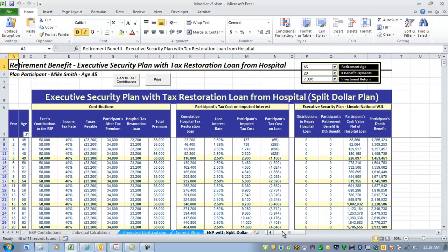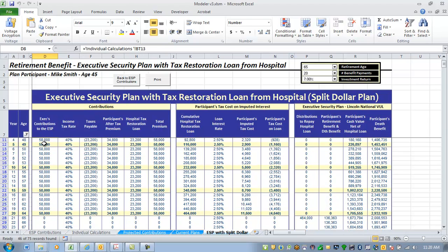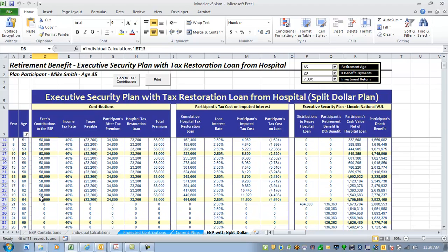So the detail exhibit has three main sections to it. In the first section, we can see the contributions that are being made to the Executive Security Plan. So the executive's contributions to the ESP, in this example, given the inputs that I've entered, would be $58,000 per year from age 45 until age 64, 20 years.